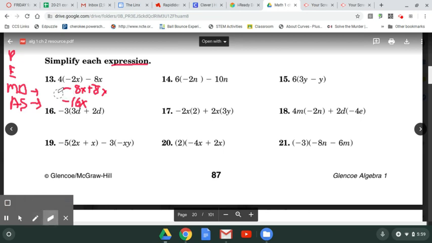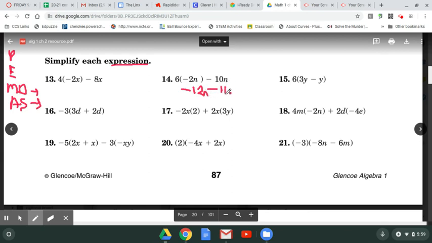Next one, number 14. We have 6 times negative 2n minus 10n. What are we going to do first? Right, we're going to do multiplication. 6 times negative 2n is negative 12n. Then we're going to have minus 10n. And we're going to combine the negative 12 and the negative 10. And what's our answer? Right, negative 22n.